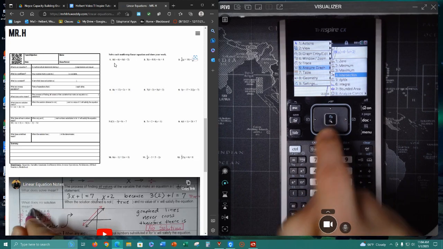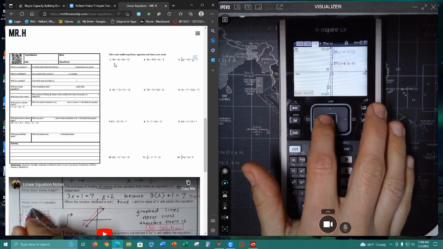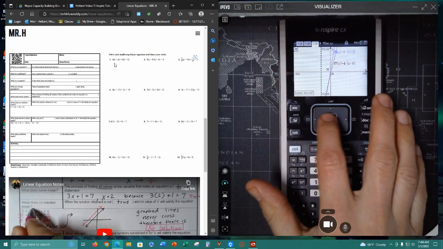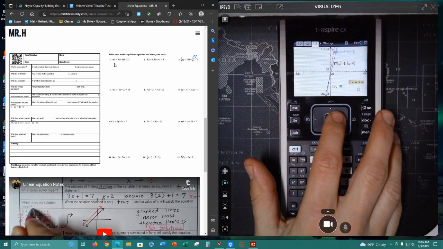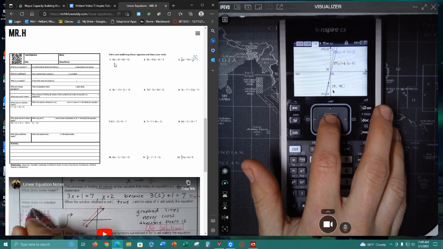And then we're going to go down to intersection. So option 4. I'm going to hit enter. I am going to move this lower boundary. I set it at the left side of my intersection, drag it over to the right, and I want you to notice it gave me my x value. So my x value right here is negative 18.